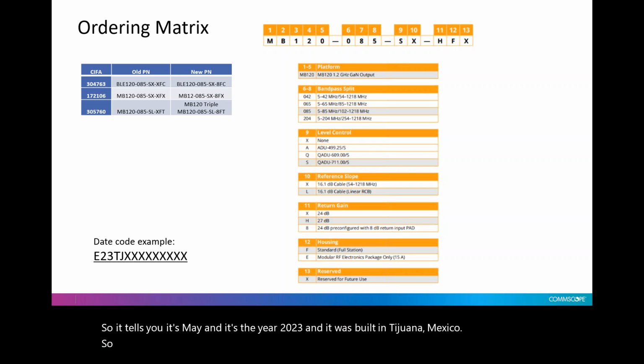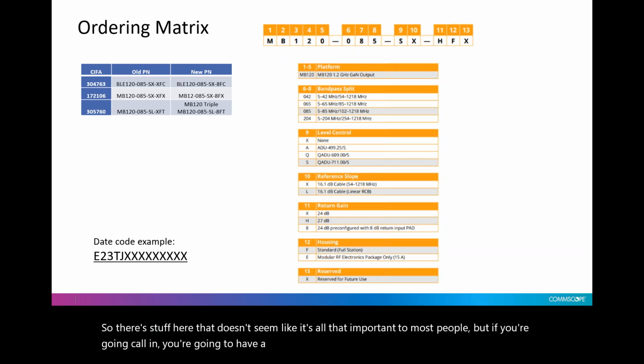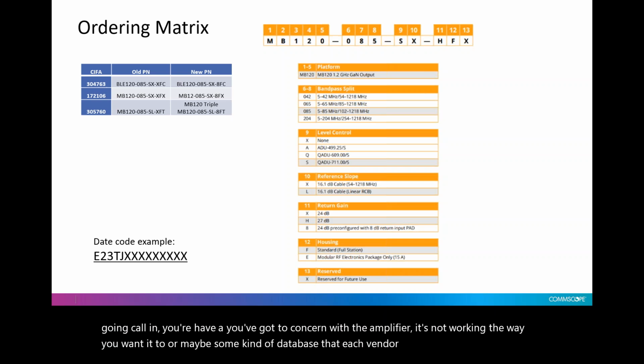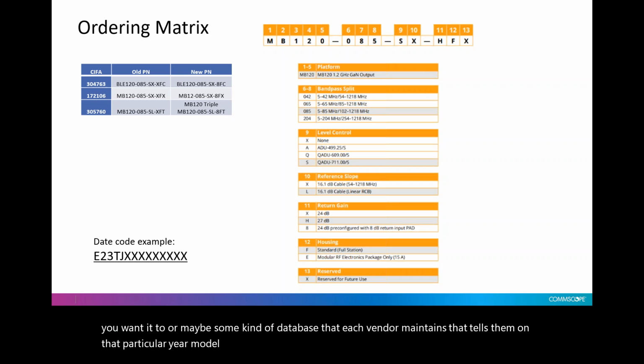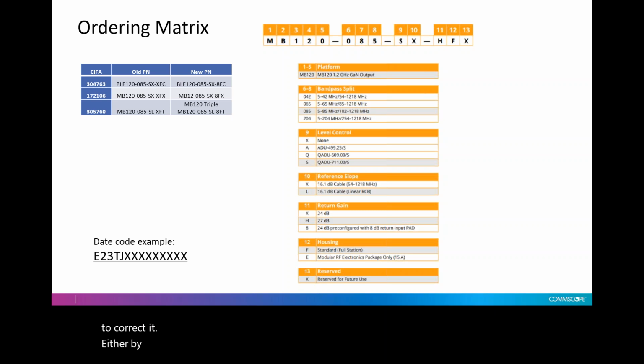So there's stuff here that doesn't seem like it's all that important to most people, but if you're going to call in because you've got a concern with the amplifier, it's not working the way you want it to, there may be some kind of database that each vendor maintains that tells them on that particular year and model we had this issue, or we identified it as a non-issue, and this is what we did to correct it, either by training or documentation that we send to the customers.